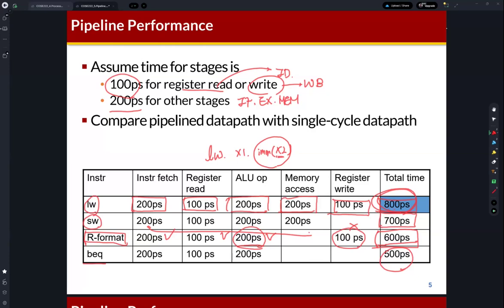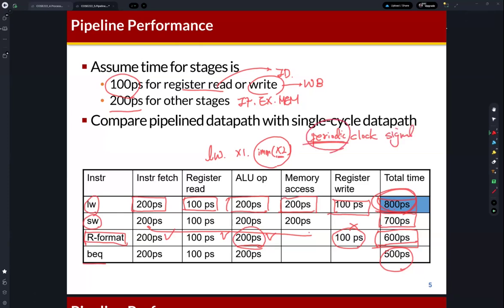But in a digital system design, actually we need to use the periodic clock signal.